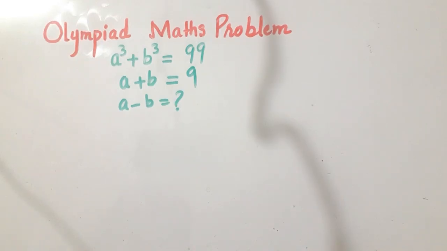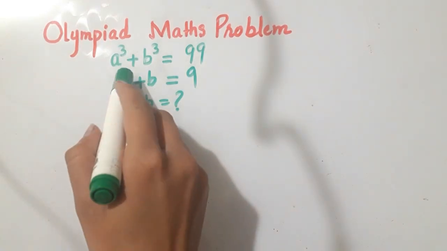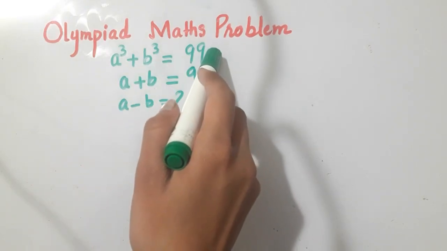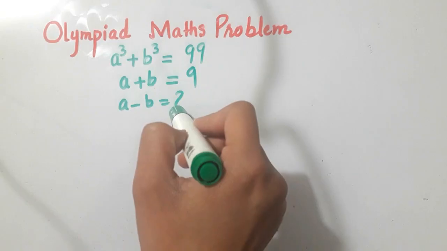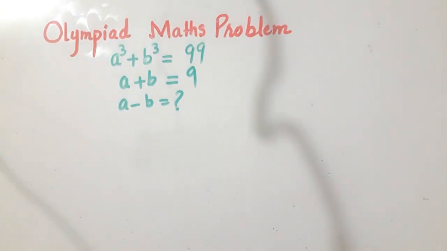In today's video, we will solve a very interesting Olympiad math problem: a cube plus b cube equals 99, a plus b equals 9. You have to find the value of a minus b. So we will solve this question in a very easy and simple way.